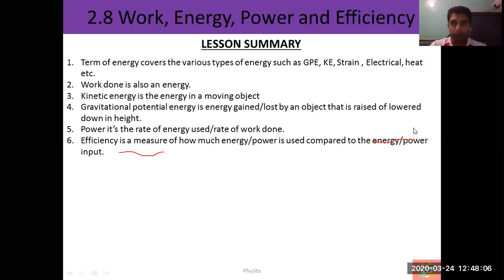In this diagram, we have learned about the whole chapter. We have learned about energy such as GPE, KE, strain, electrical, thermal. We also know that work done is also energy. Remember that. Kinetic energy is the energy of a moving object. GPE is the energy gained or lost when an object changes position in height. Power is the rate of energy being used or work done per unit time, or energy per unit time, and efficiency is the ratio of the useful energy over the input energy.